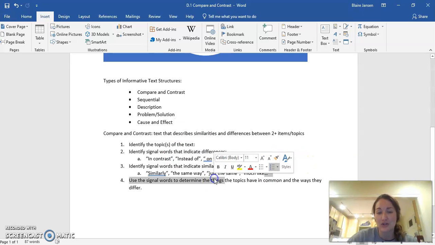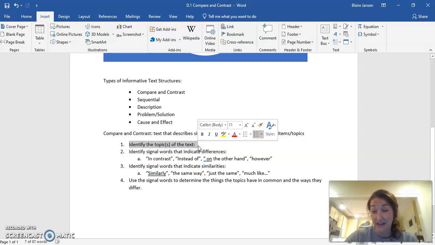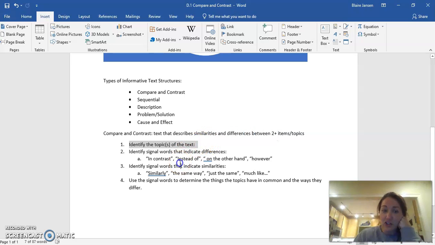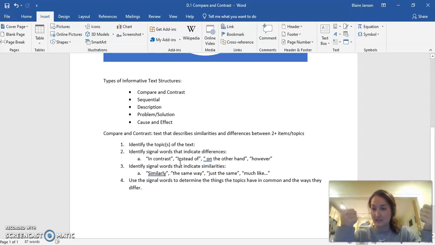So if you notice here on your note-taking page, the very first thing we're doing once we identify that our text is compare and contrast is we have to ask ourselves, what is the topic or topics of the text? We have to know what we're even discussing to be able to know if there's similarities and differences and what they are. Once you've identified the topics, then you're looking for signal words that show similarities, signal words that show differences. Okay. I've listed a few examples for you of them here. I'm sorry, Miss Jansen's getting tired.